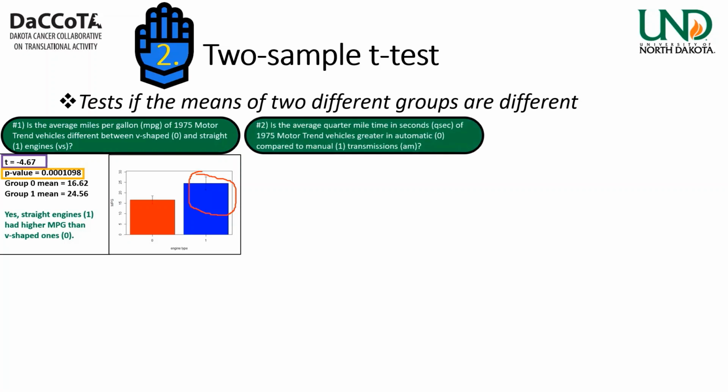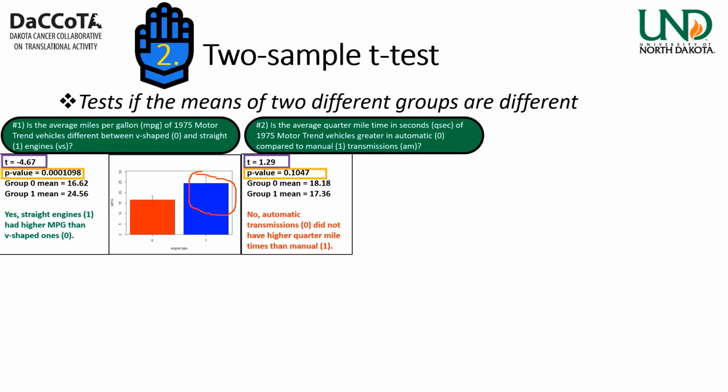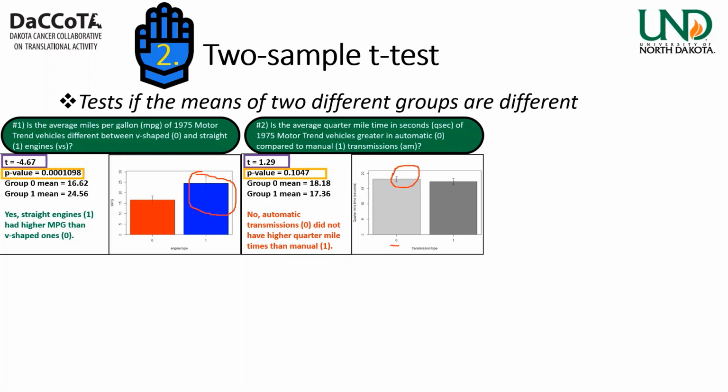Let's look at quarter mile time, but this time between automatic and manual transmission. And turns out this is not significant. So this is a null result here. We wouldn't typically graph it. You can see here that the transmission type of 0, so that's automatic, does look like it has a little slower time or longer time, but it's not significantly different.